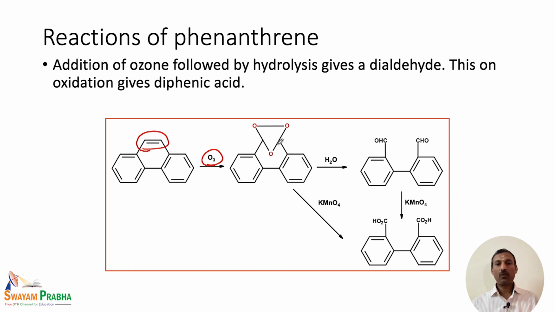Hydrolysis of this ozonide leads to the dialdehyde derivative, and this on KMnO4 oxidation directly leads to the corresponding dicarboxylic acid. So this is nothing but diphenic acid, and this also clearly tells that these two positions are connected through a double bond, which further gives evidence to the angular structure of phenanthrene.